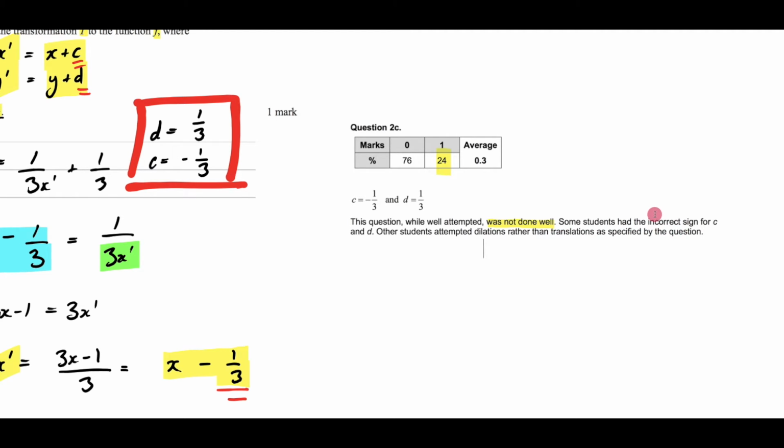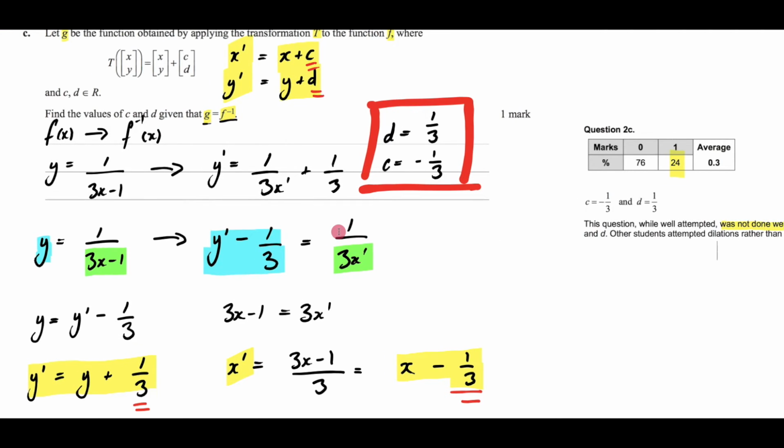Okay, so not well done, and you might be thinking to yourself, wow, you've shown all this working out, but it was only worth 1 mark. Is there a quicker way you could do it? And there absolutely is a quicker way you can do this. You could do it by inspection.